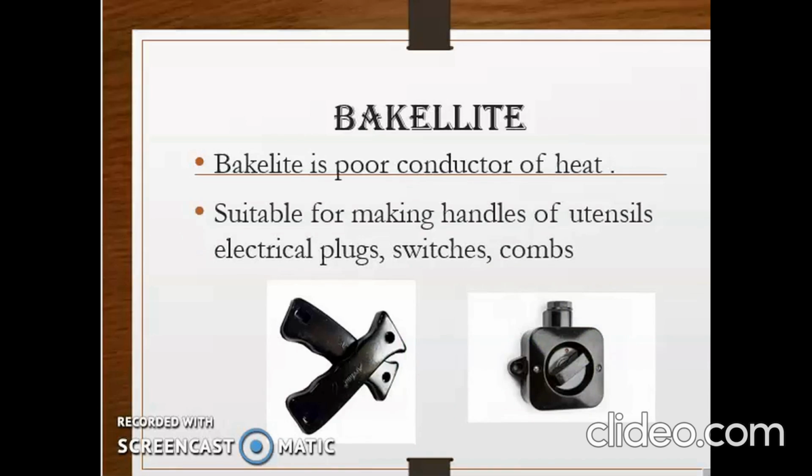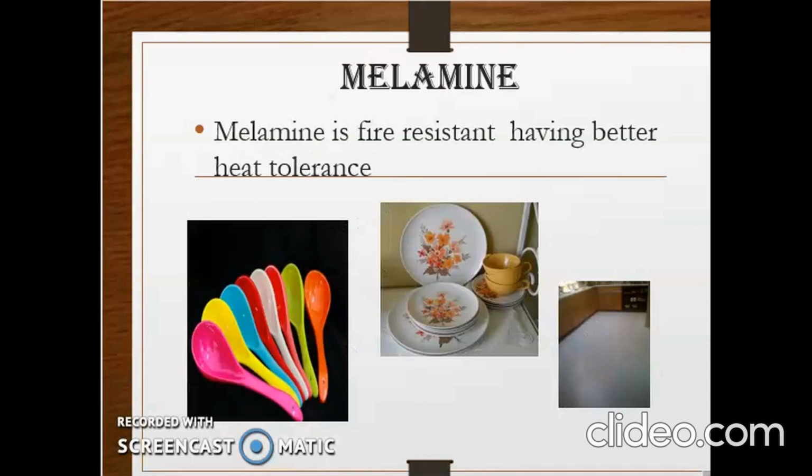Bakelite is a poor conductor of heat and electricity. Therefore, it is used in making the handles of utensils, electric plugs, switches, combs, etc. Melamine is fire resistant, having better heat tolerance than other plastics, so it is used in the manufacture of floor tiles, utensils, and fire resistant fabrics.